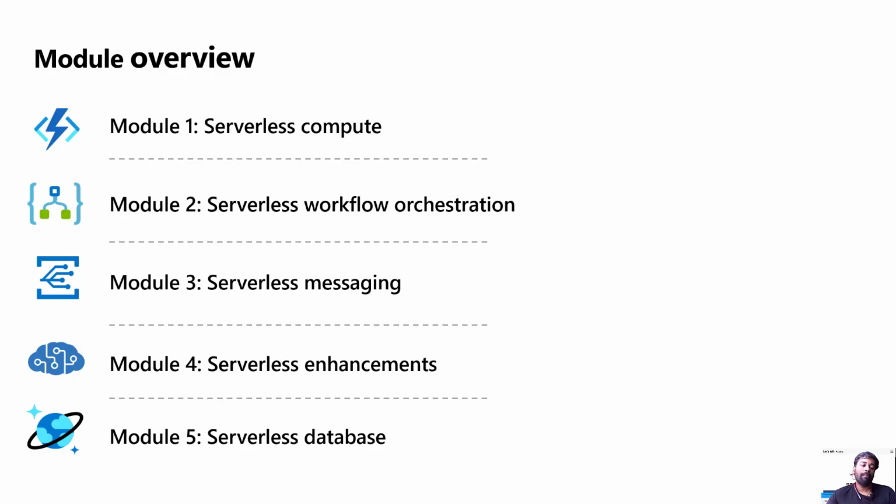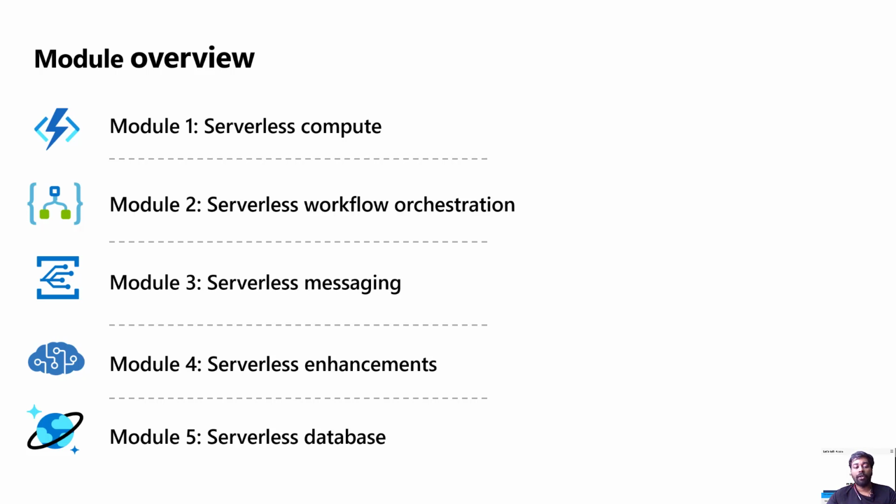There are around 5 modules that we are going to cover in this session. In the first module, we are going to see how to develop an Azure function, and also how to deploy your application into an Azure static web app. In the next module, we are going to cover how to orchestrate different workflows with your application with the help of Azure Logic Apps. In the next module, we are going to see about serverless messaging, what the different capabilities of Event Grid are, and how to deploy it in your Azure portal.